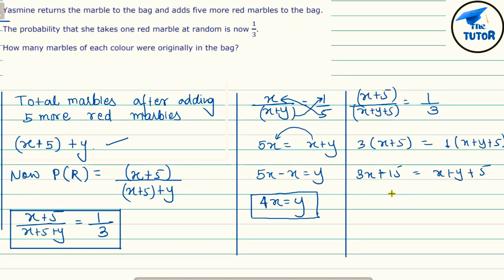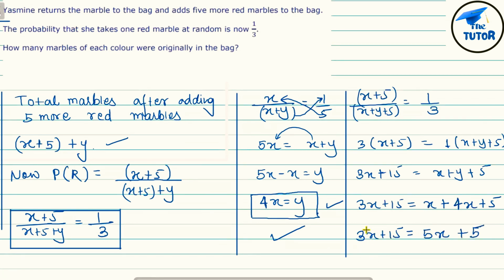What do we know already? That is the value of y, that is 4x. Let's put the value of y in this equation as 4x. So now we have 3x plus 15 is equal to x plus, what is the value of y from here? 4x. That means you can replace y by 4x, plus 5. Let's solve this equation. So 3x plus 15 is going to be equal to 5x, because x plus 4x is 5x, plus 5.